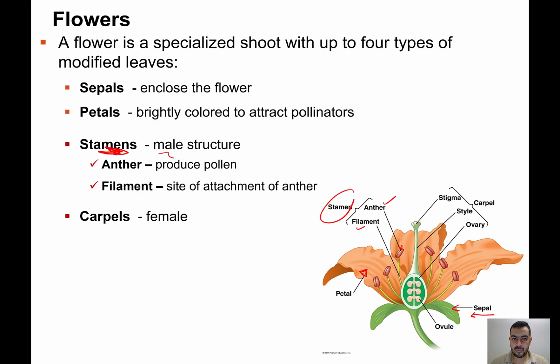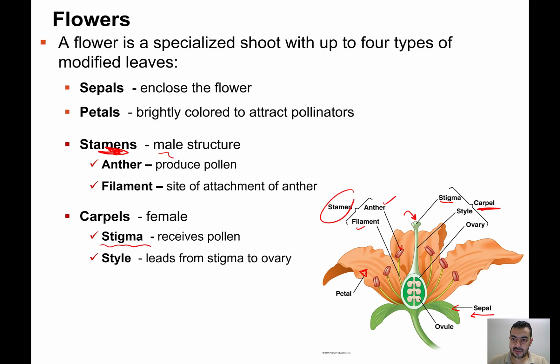Then we have the carpel. The carpel is the female structure. It is composed of 3 parts, the stigma, the style, and the ovary. So the 3 structures collectively are called the carpel. The stigma is the part that receives the pollen grain. The pollen grain will fall here on the stigma, so it is the part on which the pollen grains are going to be deposited. Then the style is this tube connecting the stigma with the ovary.